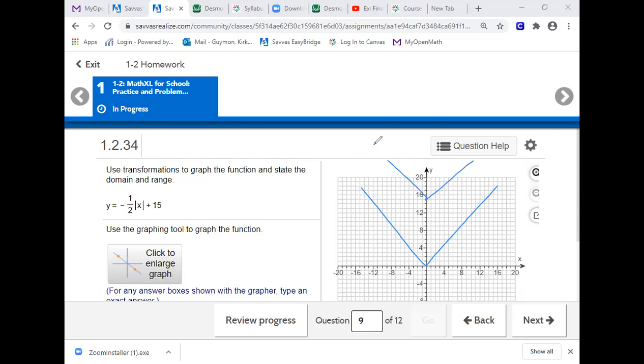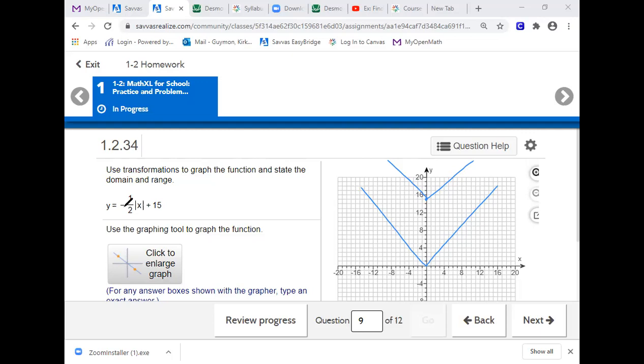But we also have the negative half on the outside. So on the outside, the negative 1/2, the negative takes your answers, and instead of having them be positive, they're going to be negative. And then the 1/2, instead of them going down at the normal rate, they're going to go to negative slower. So that's going to make it look wider.